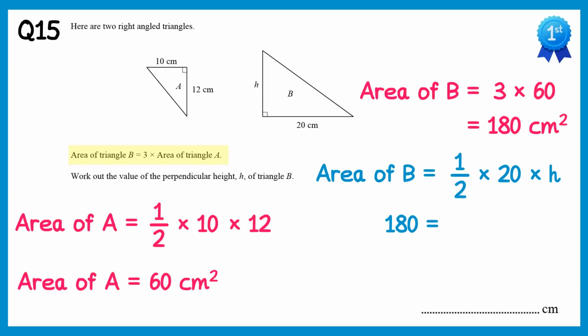On the right hand side of this equation, 1/2 times 20 is 10, and 10 times h is just 10h. So we now have an equation we can solve. If you divide both sides by 10, on the left 180 divided by 10, that's 18, and 10h divided by 10 is just h. So we've now found the height is 18.